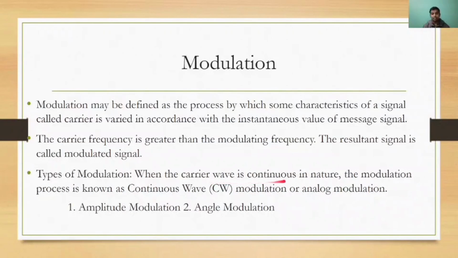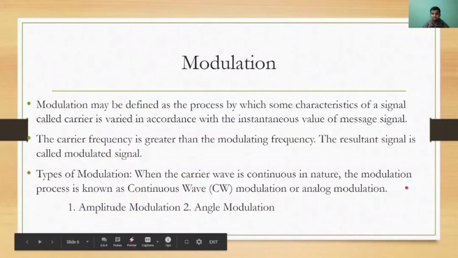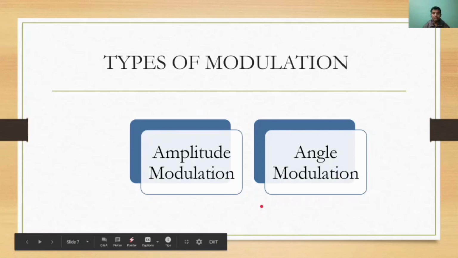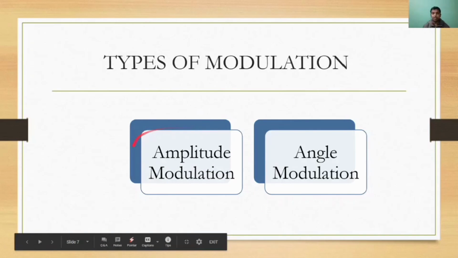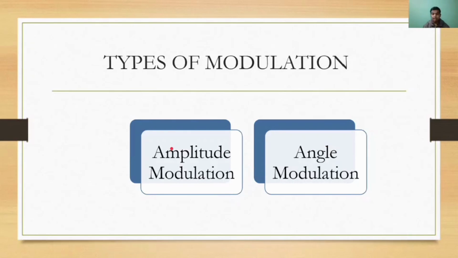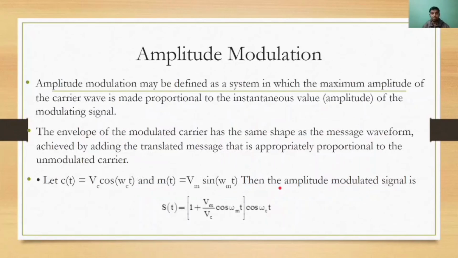And if the carrier wave is continuous in nature, such type of modulation is called analog modulation, and there are two types: first, amplitude modulation, second, angle modulation. Now we will discuss the types of modulation. First we will discuss amplitude modulation, and then we will discuss angle modulation. So what is amplitude modulation?